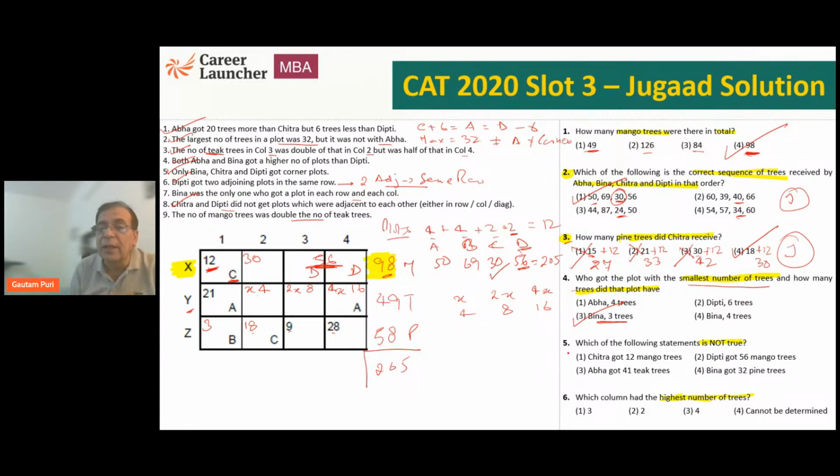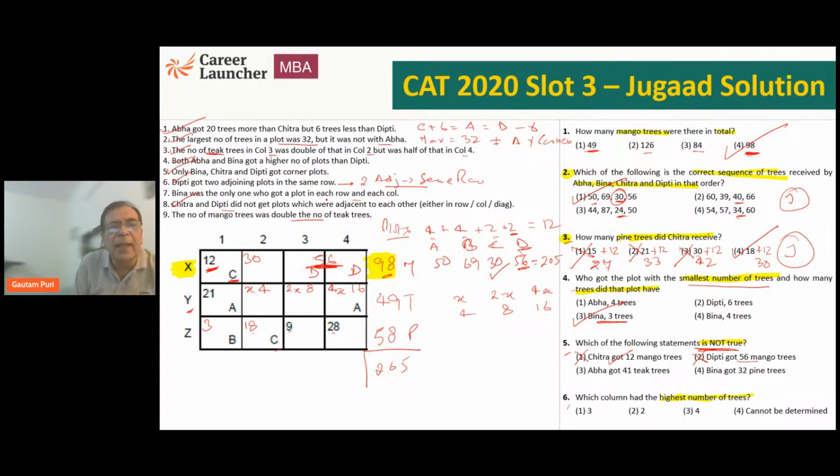Because the two questions are this. Which of the, okay, question 5. Which of the following statements is not true? Let's see. Chitra got 12 mango trees. Yes, Chitra has got 12 mango trees. Is correct. So this cannot be the answer. Deepti got 56 mango trees. Yes, Deepti is out here. She's got 56 mango trees. Cannot be the answer. Abha got 41 teak trees. I need to look at this. Beena got 32 pine trees. Beena gets 32 pine trees again. Now I'll need to work. I thought कि इससे काम चल जाएगा लेकिन नहीं चल रहा, कोई बात नहीं.